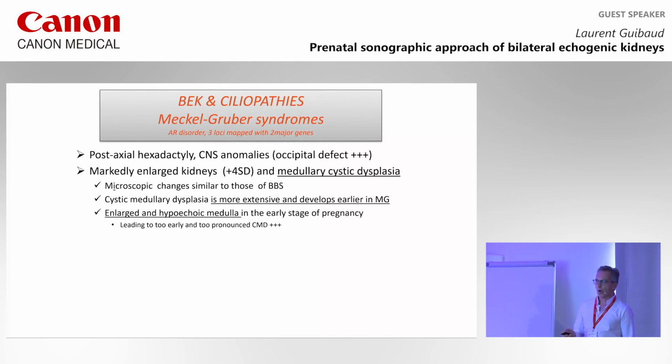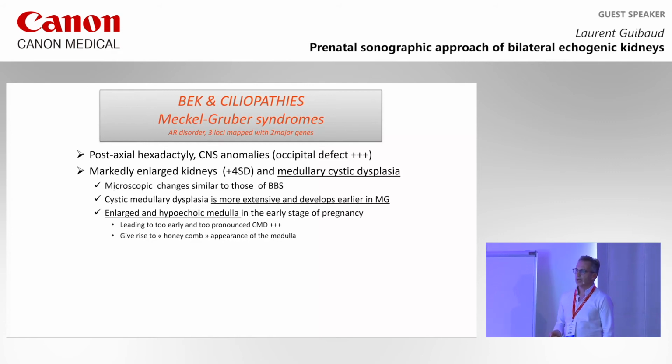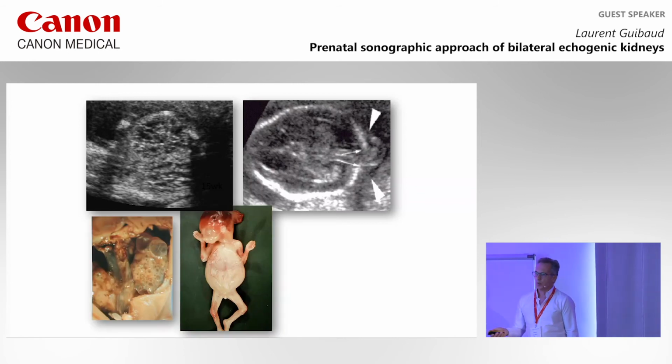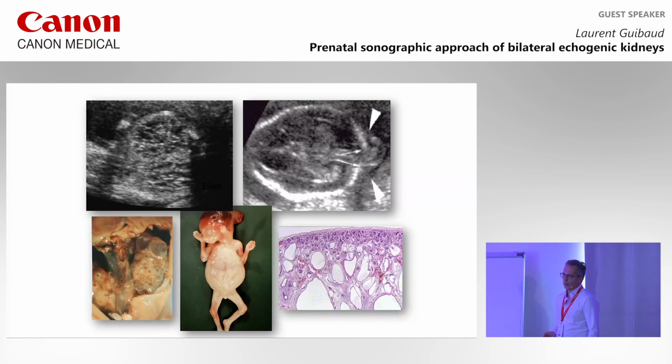And it's very early, and this cystic medullary dysplasia is more extensive and develops earlier in Meckel-Gruber. And it gives rise to an enlarged and hypoechoic medulla with a too pronounced CMD. And this is often with oligohydramnios. You see, it's like a honeycomb appearance of the kidneys. So maybe in some cases it's not hyperechogenic, it's more hypo than hyper. You see that, and you are sure that you are dealing with Meckel-Gruber.